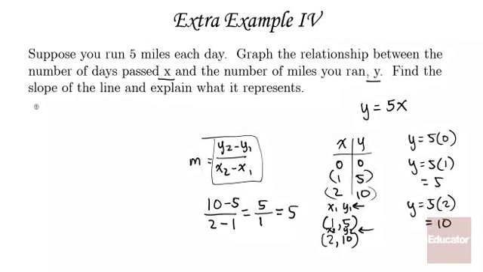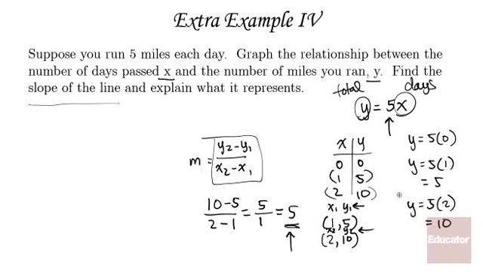And lastly, they wanted us to find the slope, which we did, 5, and explain what it represents. This 5 represents the direct variation between the number of days and the total miles run. Because the slope, 5, represents the unit. So for 1 day, it's 5 miles. And it increases at a constant rate of 5 miles for every additional day. So the slope of the line here represents the direct variation, or also the unit.